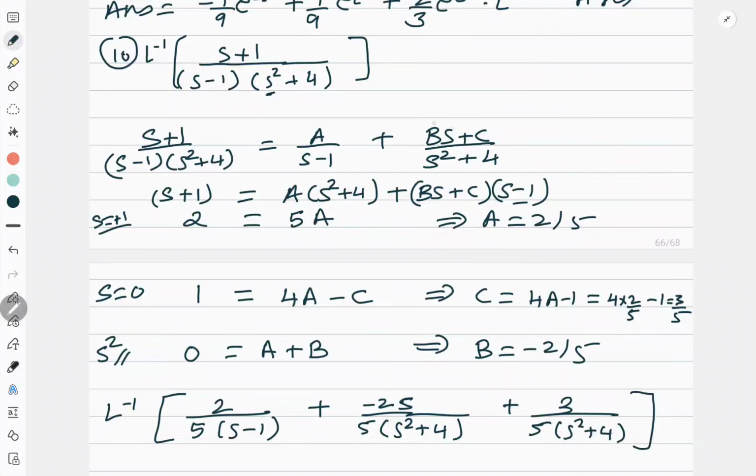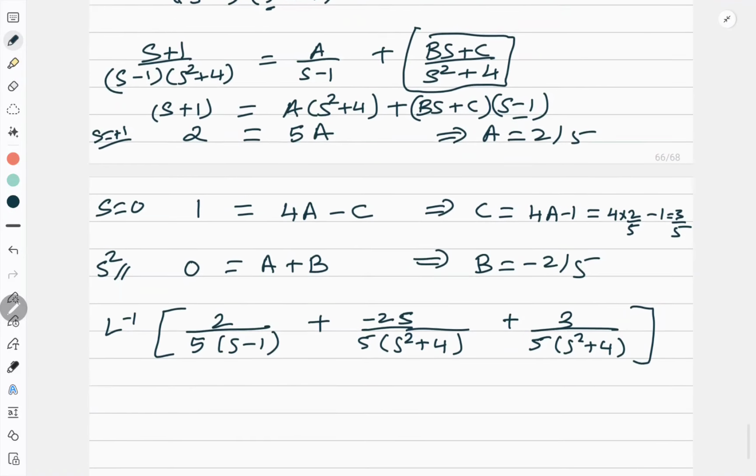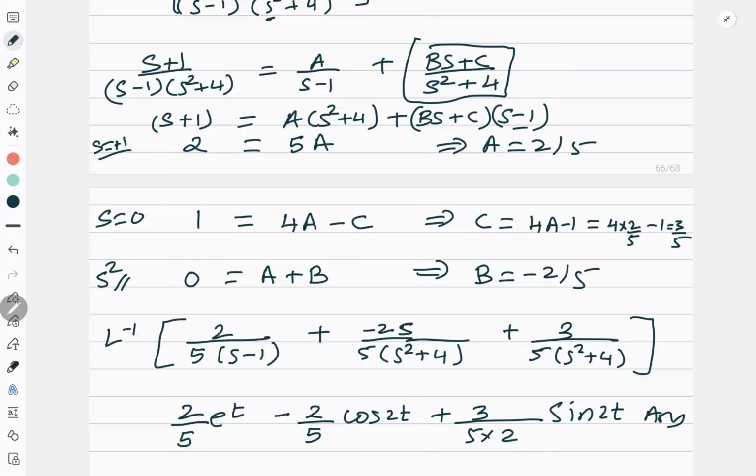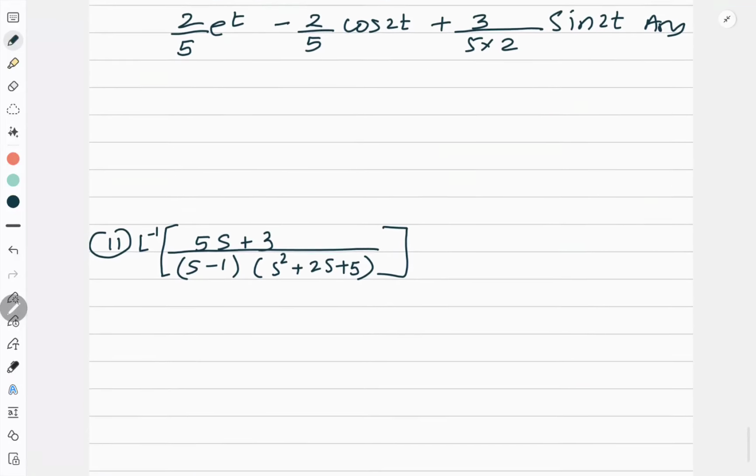I have split these two terms: Bs upon the denominator plus C upon the denominator. Now it is 2 by 5 e to the power t minus 2 by 5 cos 2t plus 3 by 5 into 1 by 2 sin 2t. So this is my answer. Easy? This is how you have to do the questions. Right? So I got the answer now. Okay, fine. Now, let's move to the next question.